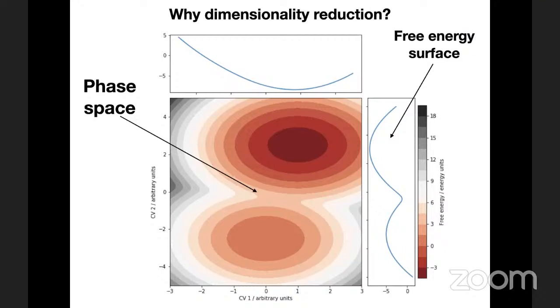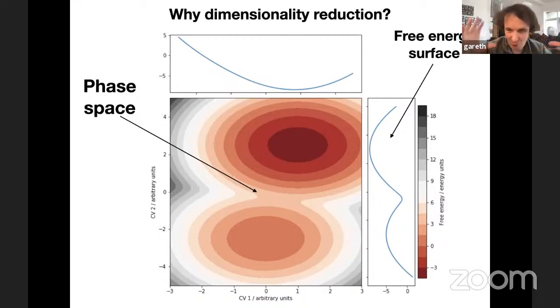Okay, so in all 3 cases, we have some phase space, and we integrate out, and we get some free energy as a function of some coordinate or other. So we've got a high dimensional object, we go to a lower dimensional object so we can visualize.